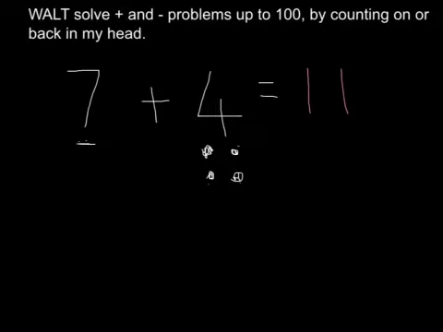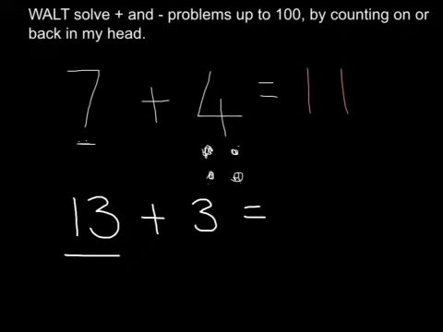We should be able to do this for any number up to 100. So I've got 13 cars and I get 3 more. Here's what I'm going to do. I'm going to start from the biggest number, which is 13. I'm going to go 13, 14, 15, 16. So 13 plus 3 is 16.